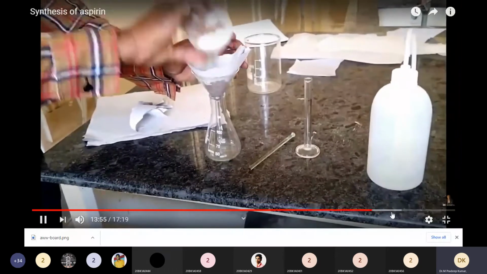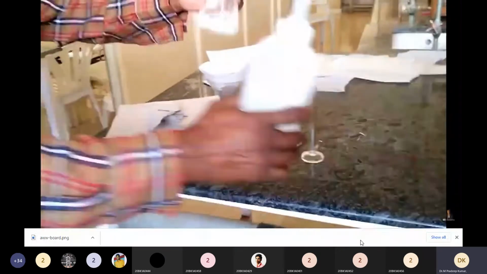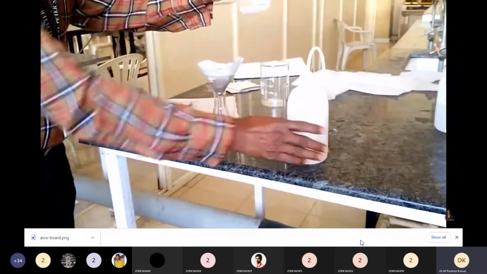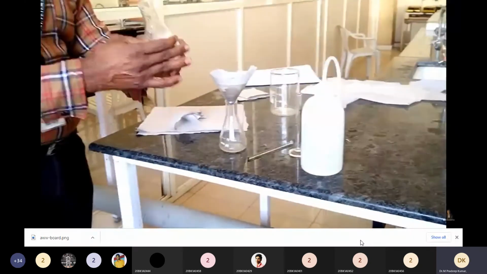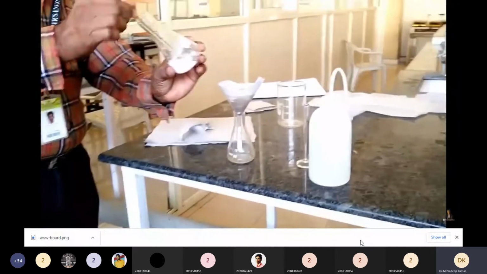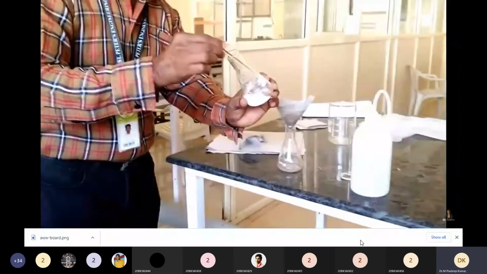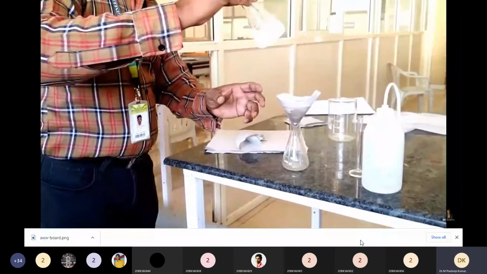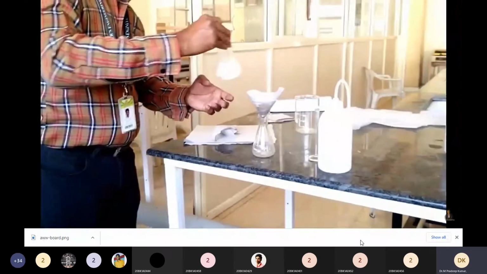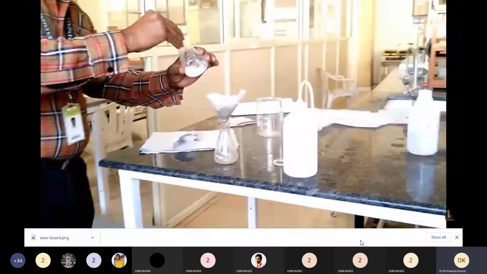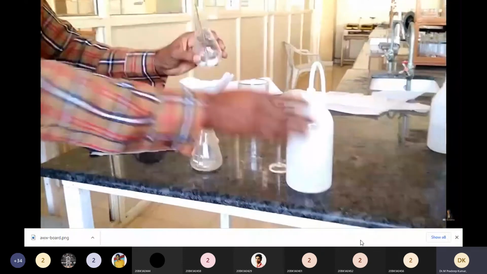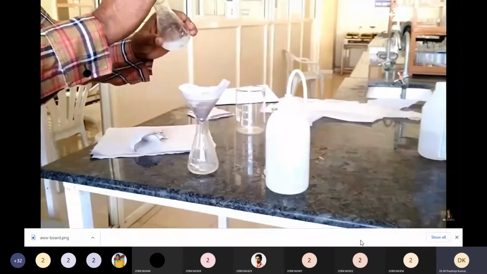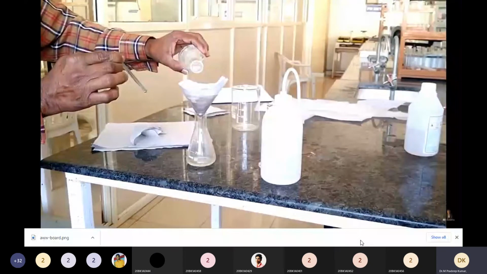Now one question: why are we adding the deionized water? Because excess, unreacted acetic anhydride present in this is decomposed by the deionized water into acetic acid. The acetic acid dissolves in water, the compound is filtered and washed with deionized water. Excess acetic acid or acetic anhydride, whatever may be, is completely filtered out.